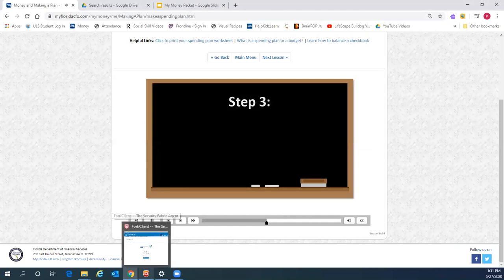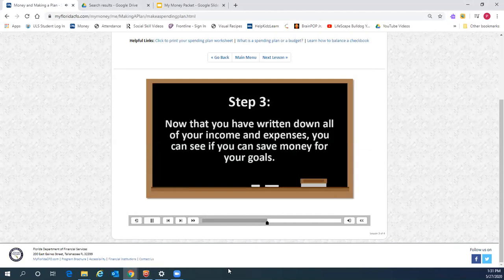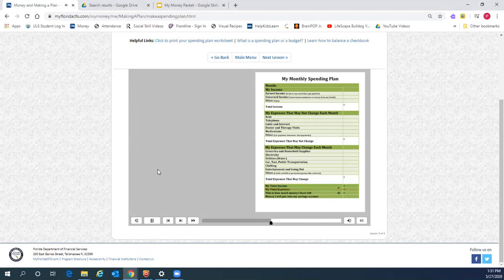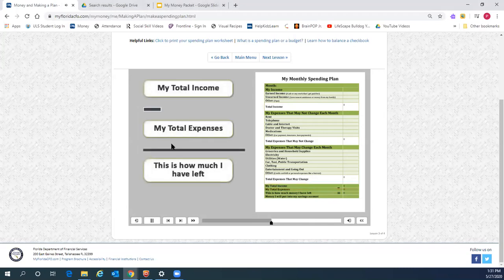Step 3. Now that you have written down all of your income and expenses, you can see if you can save money for your goals. Take the number next to the white box for total income and write it in the green box next to My Total Income at the bottom of your sheet. Now, subtract the number that is in the green box that says My Total Expenses.